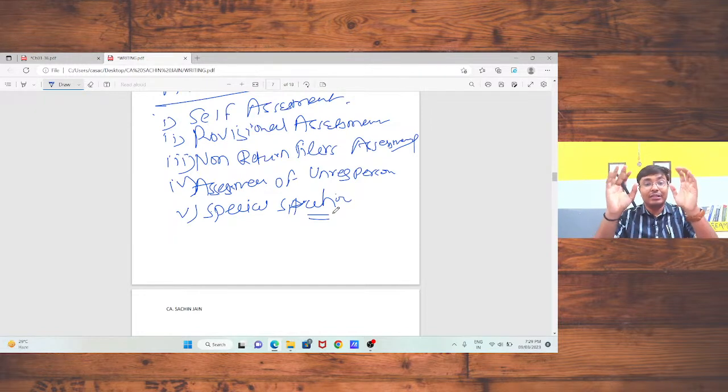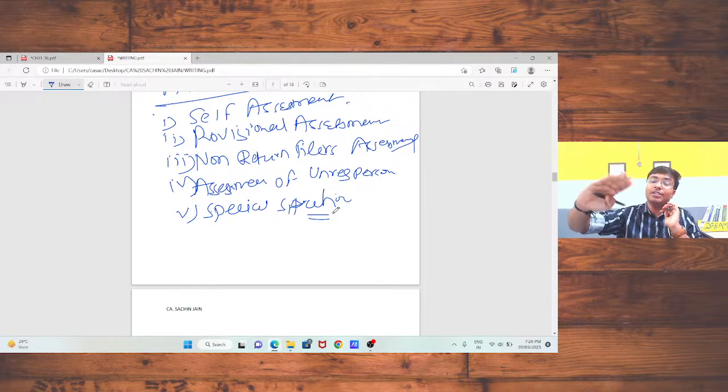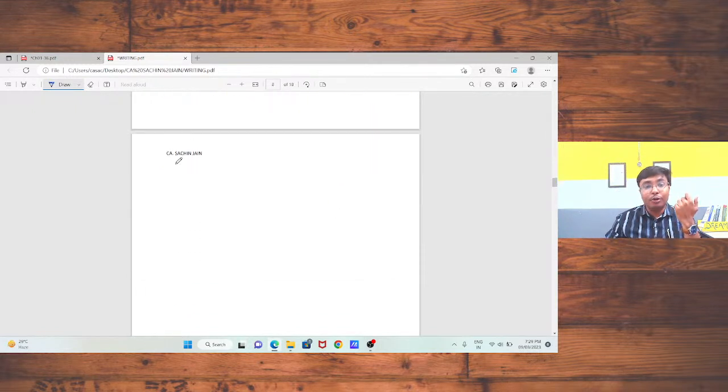Okay, sir. So these five types of assessment are there: self-assessment, provisional assessment, assessment of non-filers, assessment of unregistered persons, or assessment in certain special circumstances. Now, the question arises, sir, what do you mean by types of audit? So there are two types of audit.